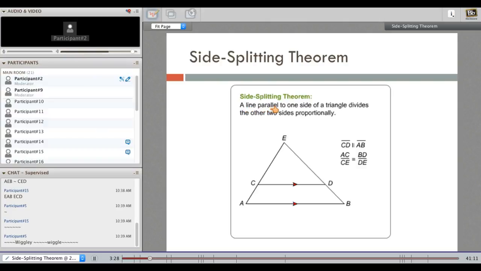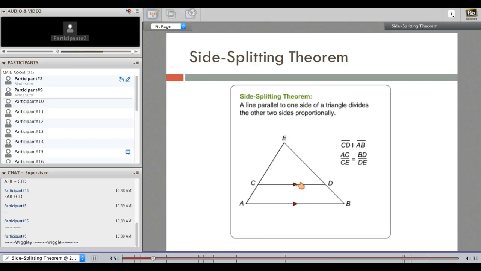So a line parallel to one side of a triangle. So remember, the arrows indicate parallel, right? So we have CD and AB. Those are two sides of the triangles we're looking at here, and they are parallel to each other. So here's what it says. Well, okay, if you see those two parallel sides, you can create this proportion.